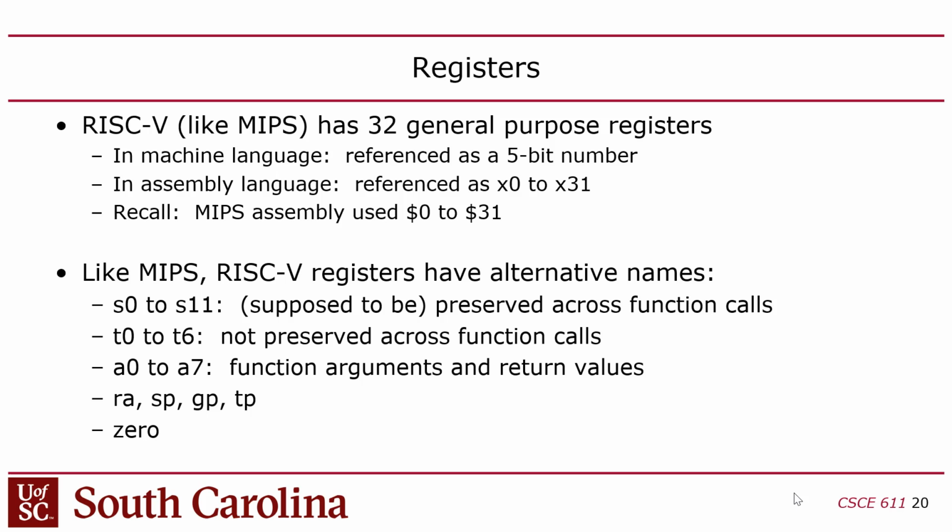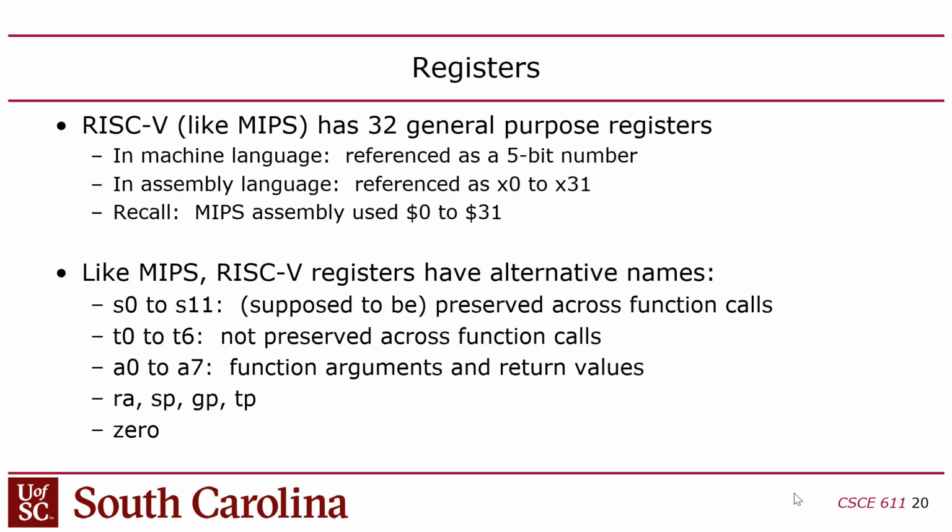And then you've got temporary values, T0 through T6, that are not by convention preserved across function calls. So the S registers would be like a loop counter, something that would be alive a little bit longer, whereas the T's would be like a sub-expression, an intermediate value that doesn't have to be maintained in the register file as long.